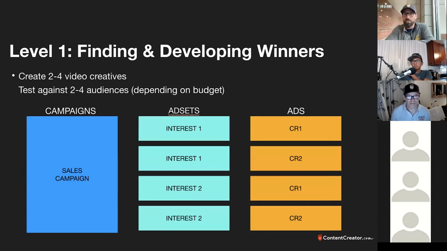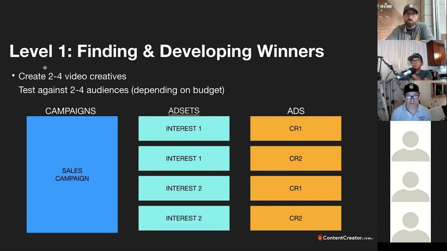So now we get to the fun stuff. So this is kind of level 1 when it comes to ads. Like I said before, we need a minimum of how many creatives to start running ads? 2. And we need a minimum of how many audiences to test against?